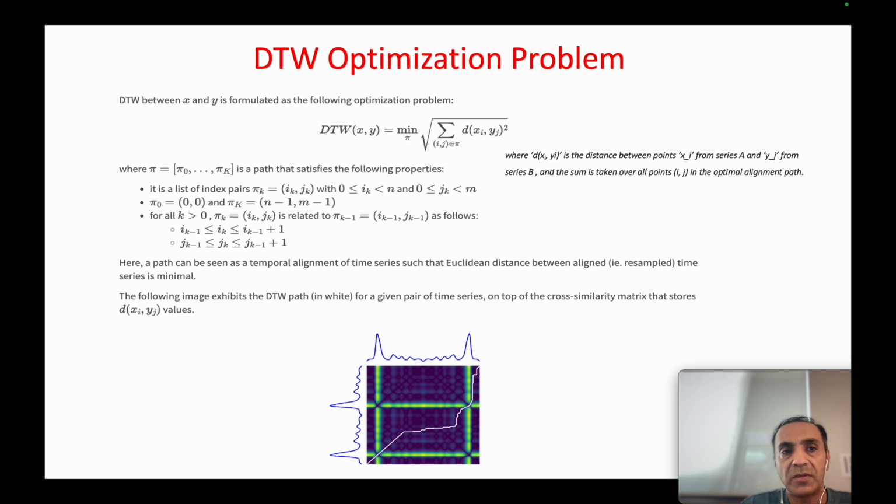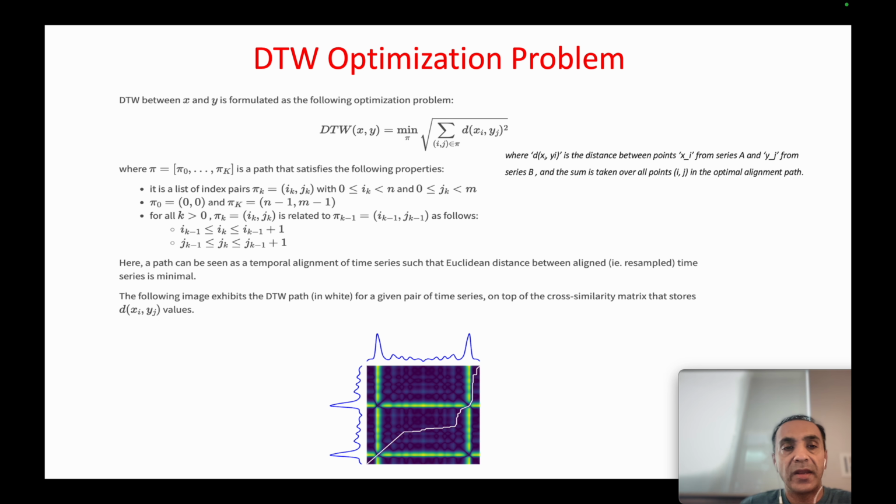So the DTW optimization problem is, for example, you have x and y sequences, and the optimization problem is that you want to minimize the distance among all the elements of those two sequences. So DTW(x,y) equals the minimum of the square root of the summation of all the distances d(x_i, y_j), where d(x_i, y_j) is the distance between points x_i from series A and y_j from series B, and then the sum is taken over all points (i,j) in the optimal path alignment process.